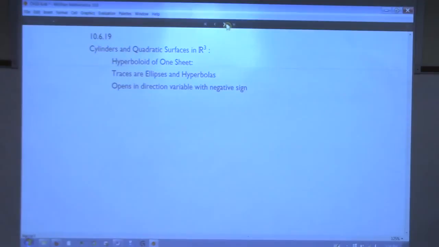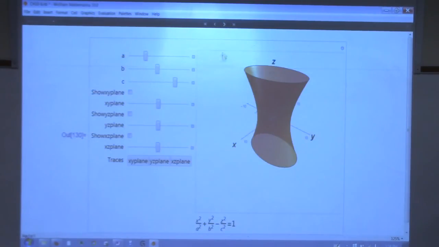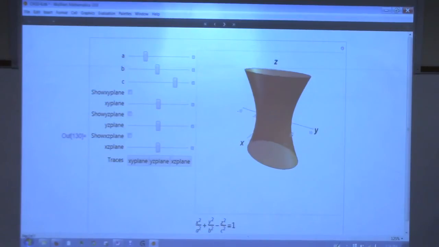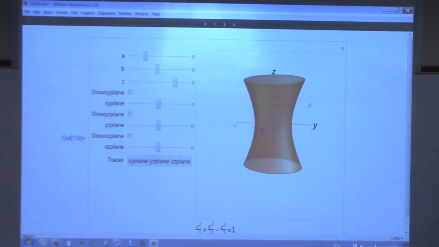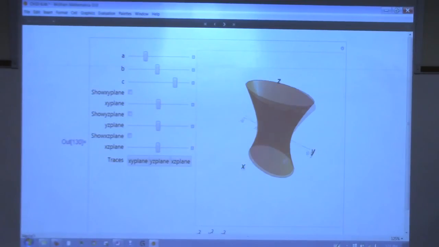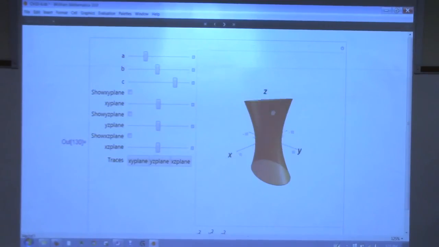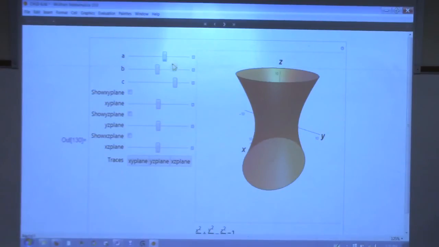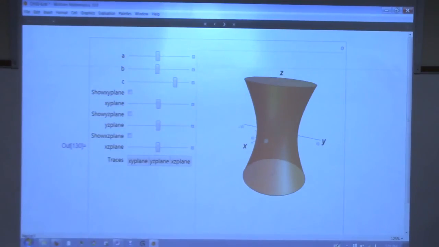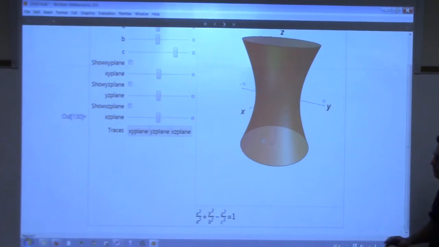Almost done. Hyperboloid of one sheet. Looks like a nuclear power plant thing, kind of, doesn't it? Yeah. A little bit. We can change values. Whoa, I blew that up, sorry. Let's look at the equation.